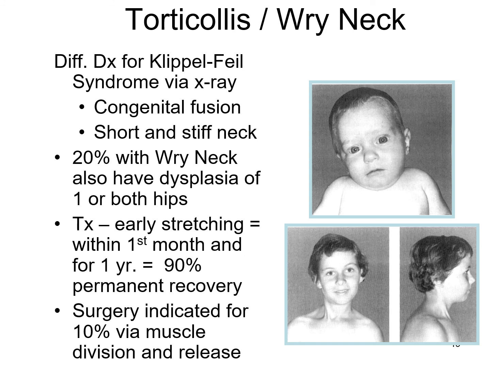One of the concerns with this is the differential diagnosis, and we sometimes see a condition called Klippel-Feil syndrome. In the differential for this, what it really relates to is a shortened and stiff neck, as well as congenital fusion in the neck as well. And we sometimes also see this torticollis or wryneck associated with hip dysplasia, which means that we don't see full development of the hips in these children as well.